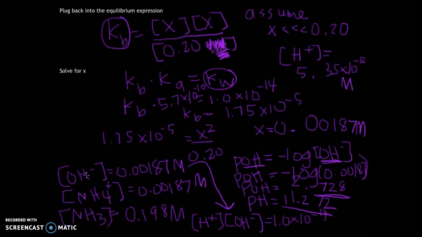All right, so I've got my OH, I've got my ammonium, I've got my ammonia, I've got my pOH, I've got my pH, and I've got my H plus concentration. That is how very similarly you would solve were it a weak acid. Okay, and that is the end for a weak acid or a weak base type problem.